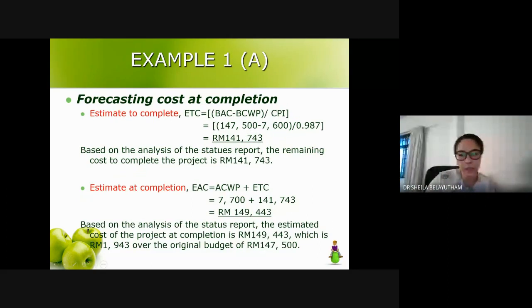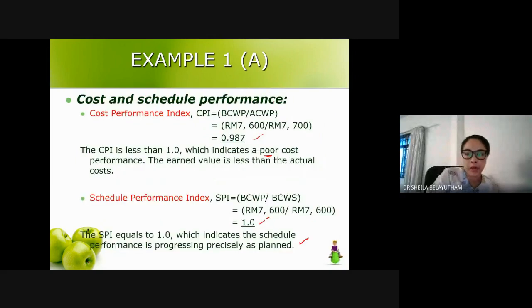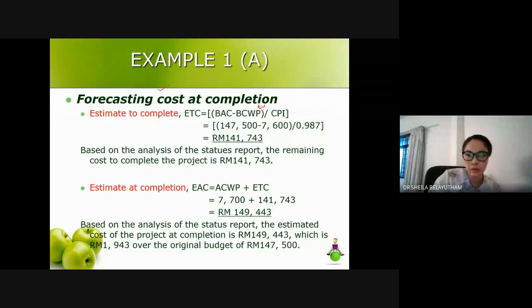Okay, so the next thing is forecast cost. Estimate to complete equals your total project cost minus your earned value, divided by the CPI you have gathered earlier. You have gathered your CPI from here, so place it in perspective there. So for the estimate to complete, you need to have this much budget to complete your project. This is the remaining cost to complete your project.